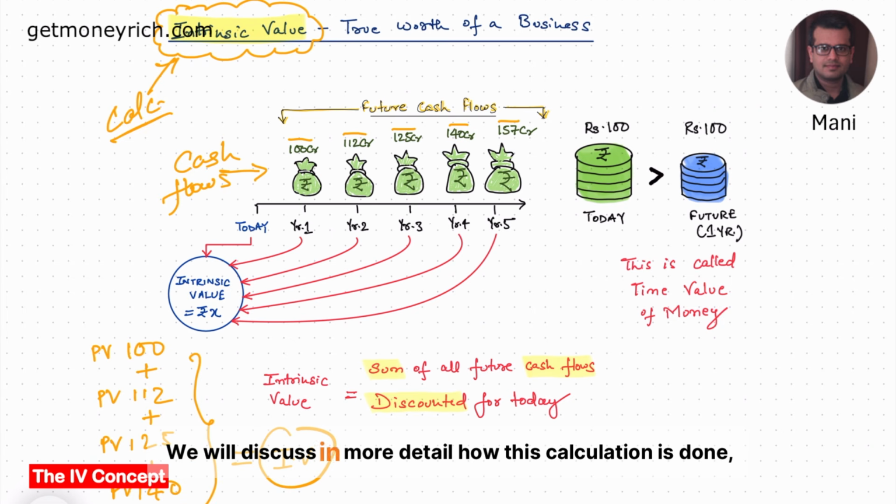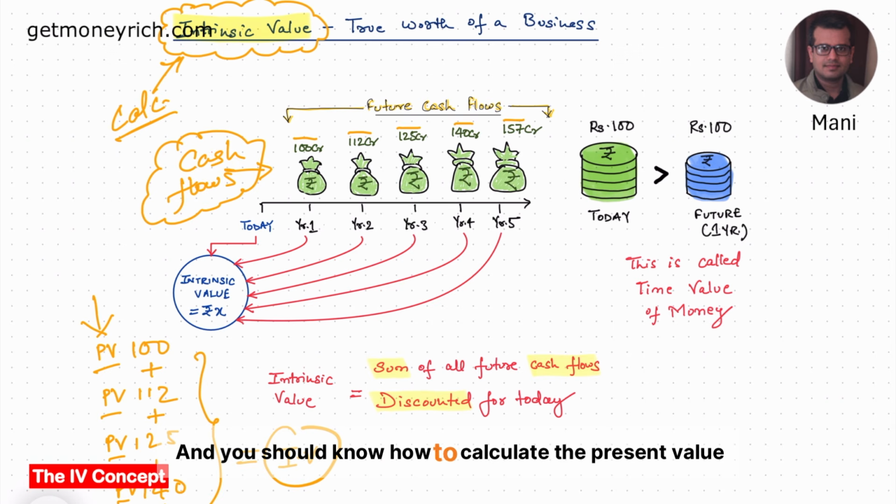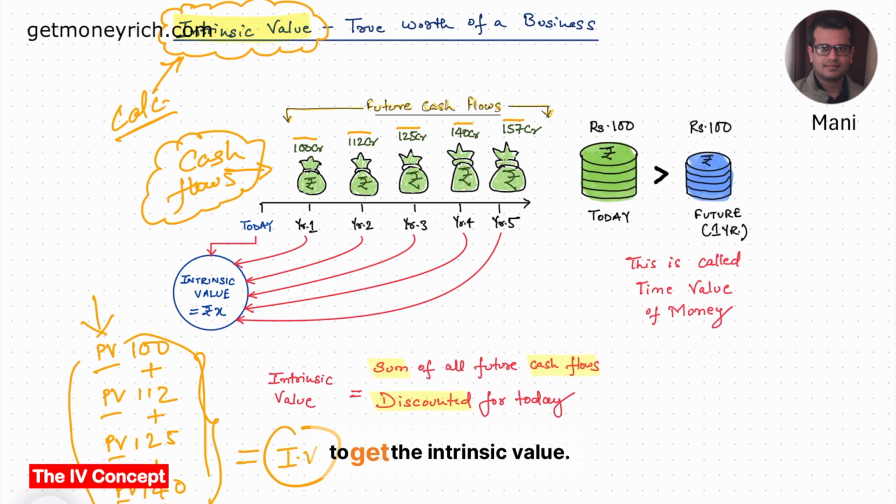We will discuss in more detail how this calculation is done, what it means by the present value and how to do this calculation. We will see all these things later, but for the moment just remember that to calculate the intrinsic value you should know the future cash flows and you should know how to calculate the present value of the future cash flows, and we have to add all these future cash flows to get the intrinsic value. This is the concept. And why we have to calculate the present value?